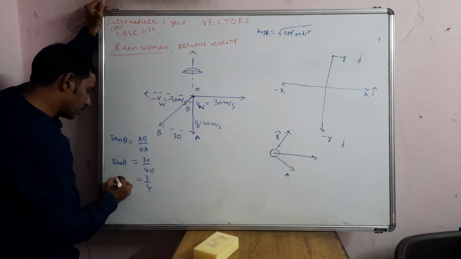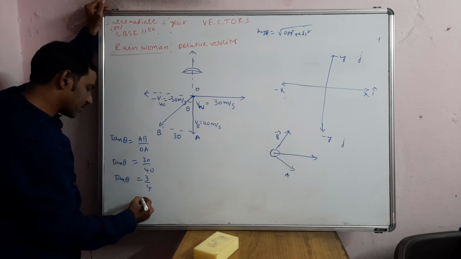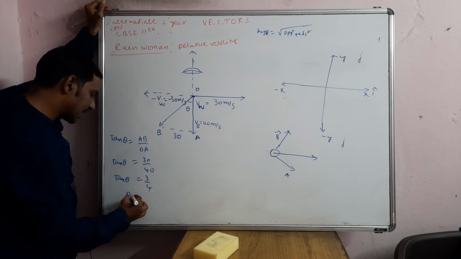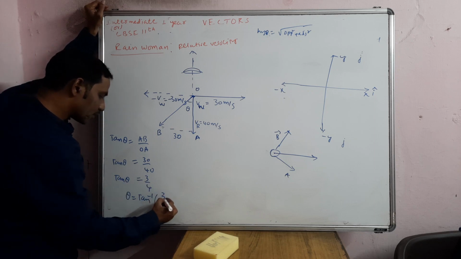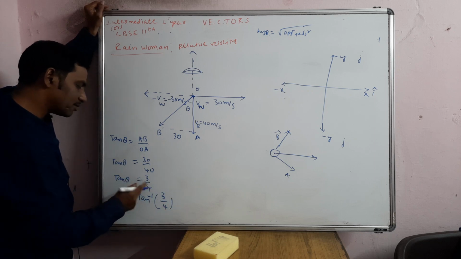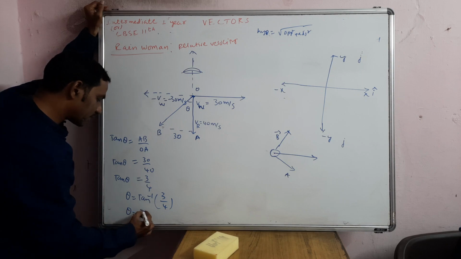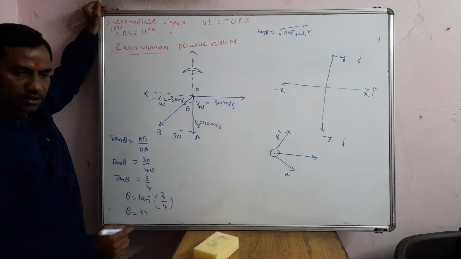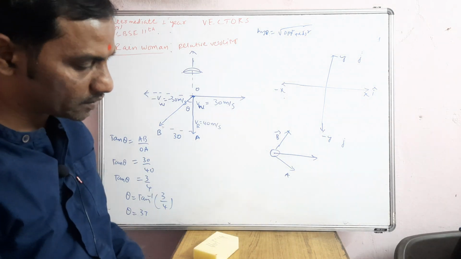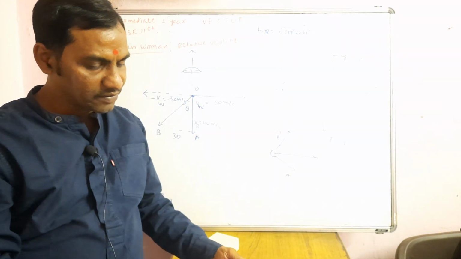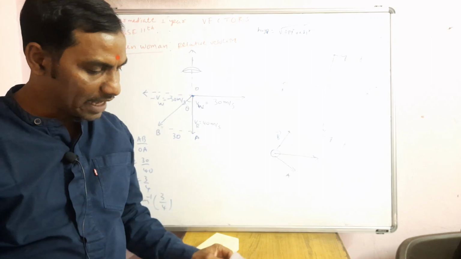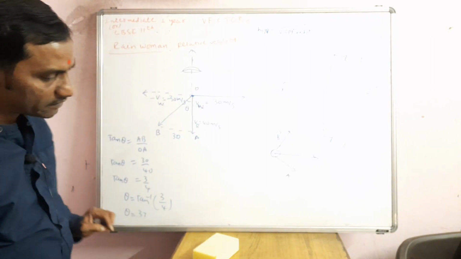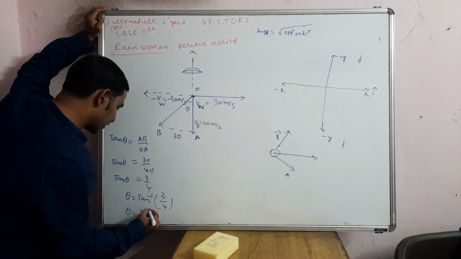Whenever you get 3 by 4, as I said in the previous trigonometric video, in the calculator you type tan inverse to get the angle. So at what angle is the tan value 3 by 4? I think it is around 37 degrees, I suppose. Once we'll check with the book. What is the angle? Tan 3 by 4 is 37 degrees, right? One minute, I'll check. Okay, tan is 3 by 4, correct, 37 degrees, that's it.